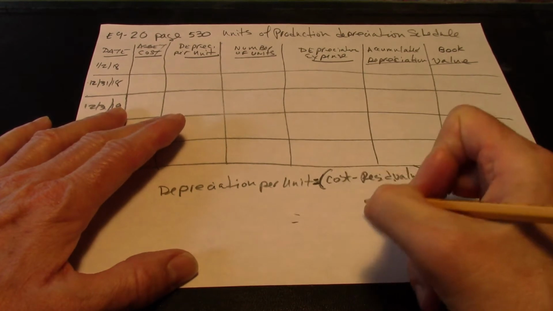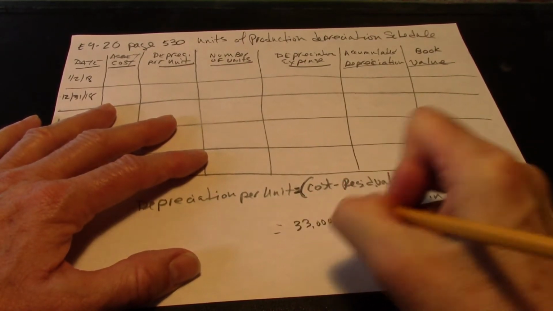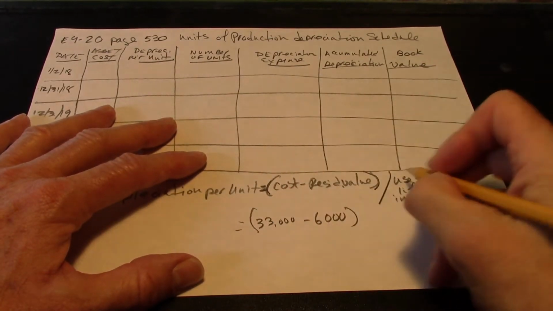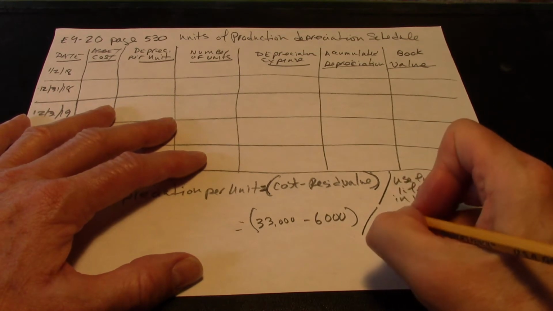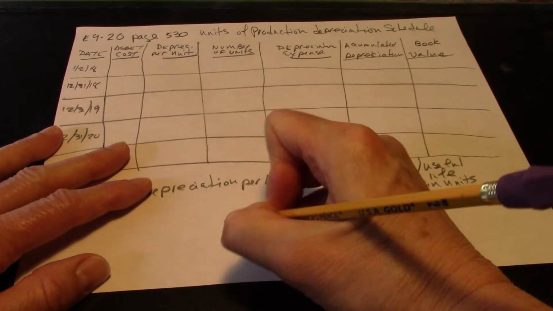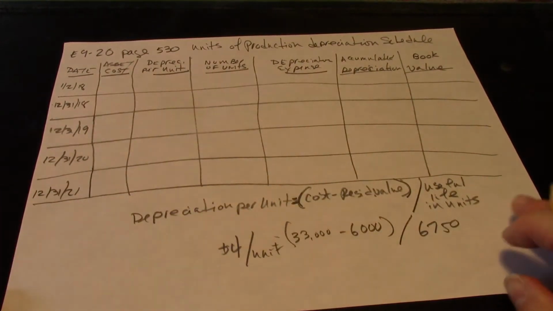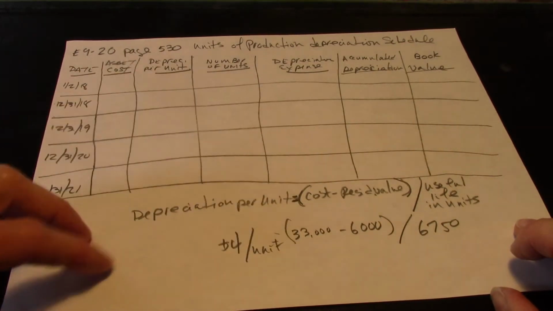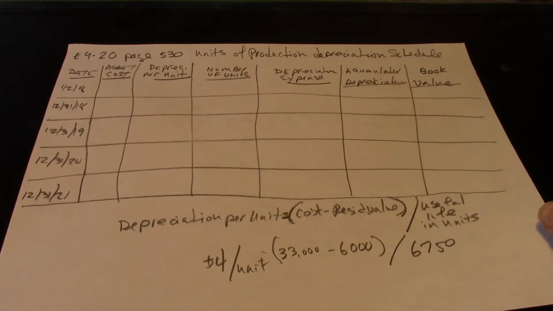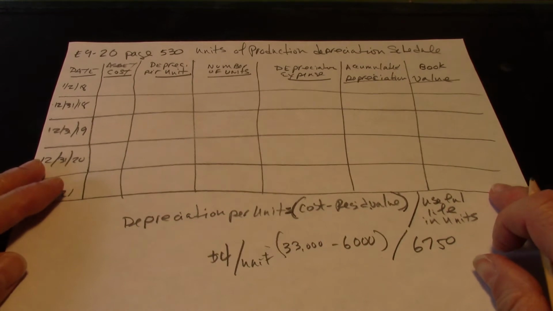So that's equal to 33,000 minus the residual value, which we already know is 6,000, divided by 6,750, and that's equal to $4 per unit. So $4 per unit is what we're going to use for our depreciation rate per unit. All right, so now let's go ahead and get working on this.